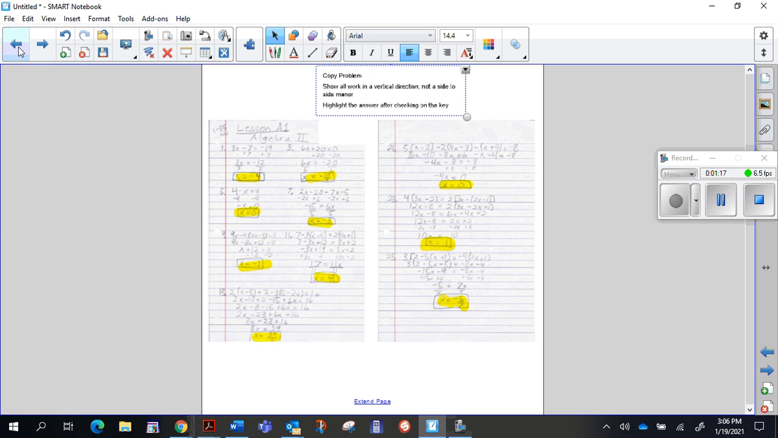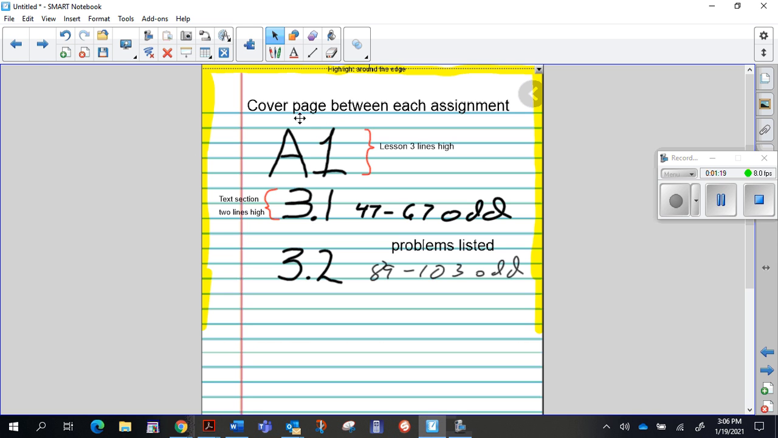For Algebra 2, I would like your cover page between the assignments to have a notebook page 3-line high telling us what lesson it is. The first one you'll do is lesson A1. There'll be textbook sections. 3.1 and 3.2 are the textbook sections, and these are the problems listed. Use 2 lines of notebook paper to get the size right so it's easy to see as we're scrolling through and looking, and then list what the pages are, okay?